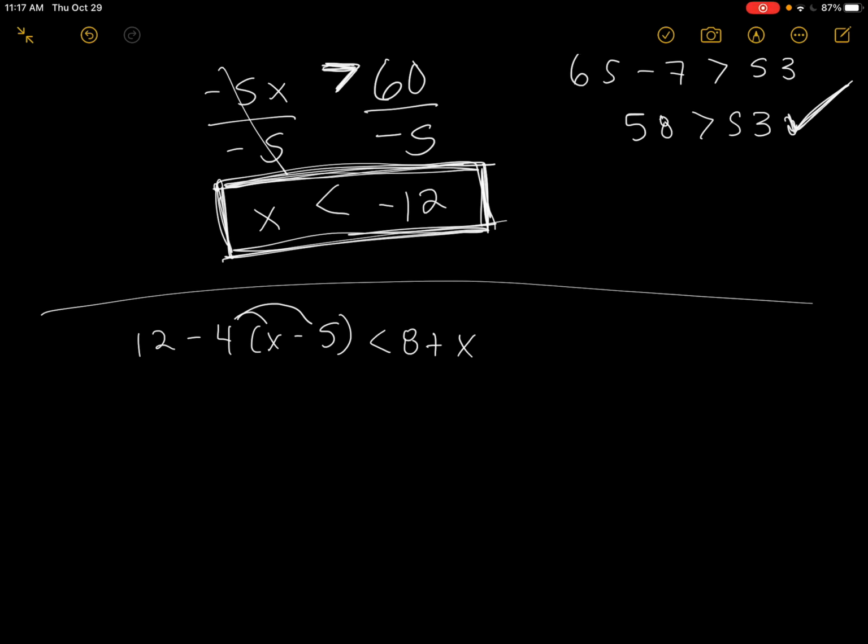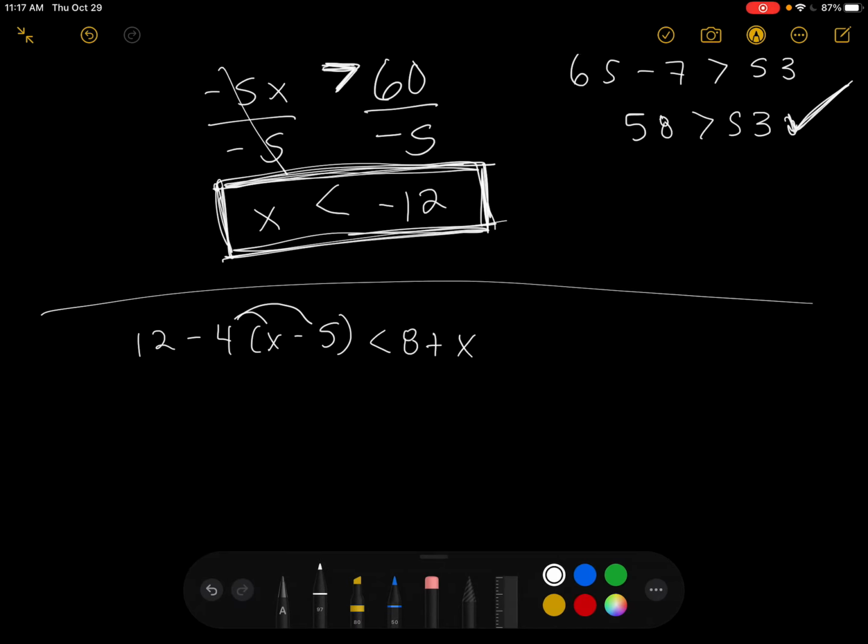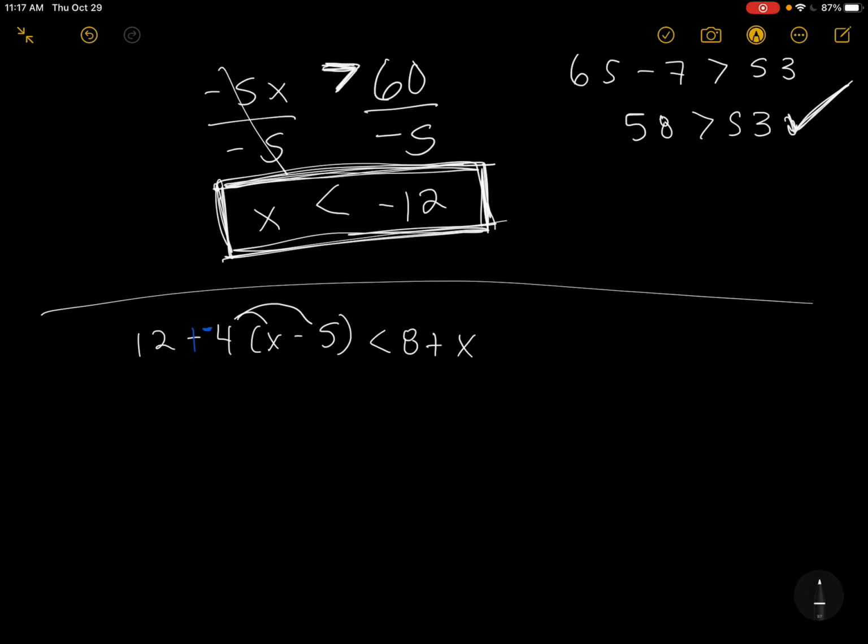Okay, something I like to do here. This one's a little tricky. I'm going to change this to adding the opposite so that I remember that I'm distributing negative 4. So then I'm going to keep the 12 plus negative 4 times x. Negative 4 times negative 5 is positive 20. Okay. I can add together my numbers. So I have 32 plus negative 4x.